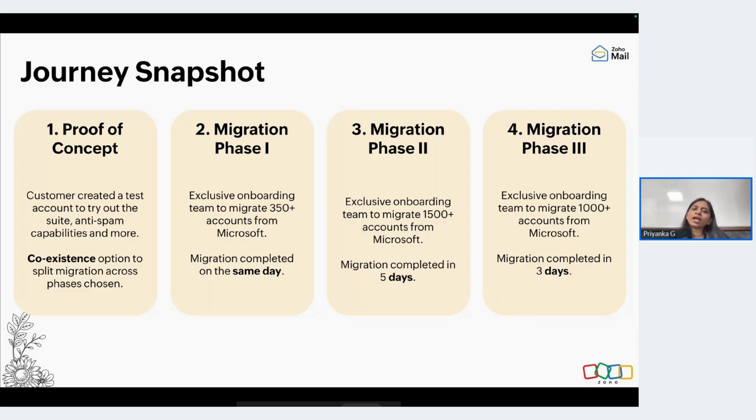And we carried out the migration in 3 different phases. In the first phase, we migrated over 350 users, and they were frontline workers of the company. We migrated all of them in the same day, given the volume. Second was migration phase 2. We migrated over 1,500 users. They were all mid-tier employees, and it took about a span of 5 days for us to migrate all of those accounts. And then goes the third phase of migration, where we had about 1,000 plus accounts to be migrated in a span of 3 days. We did that, and those were management sector users.